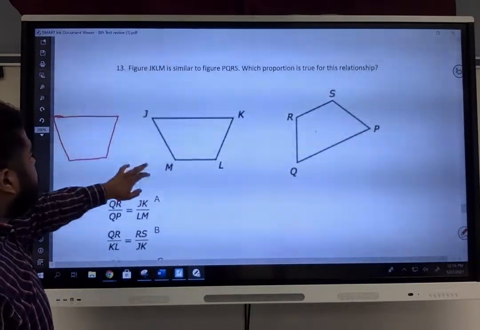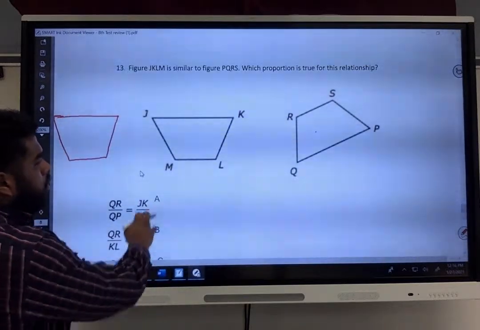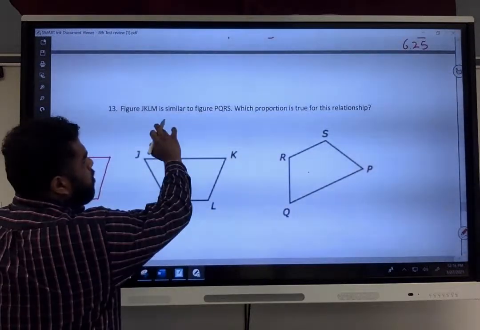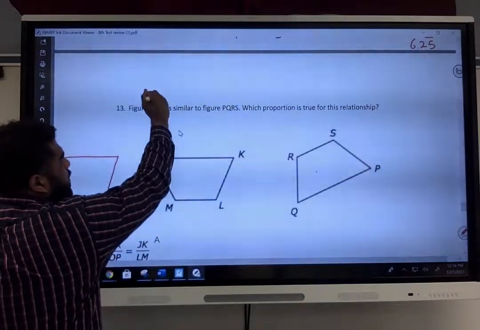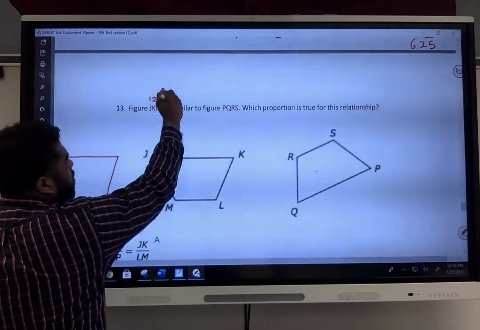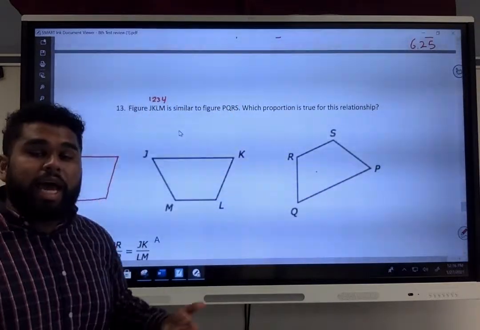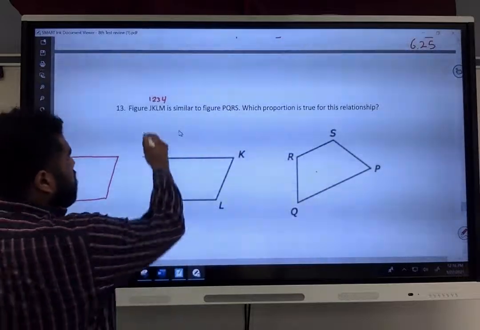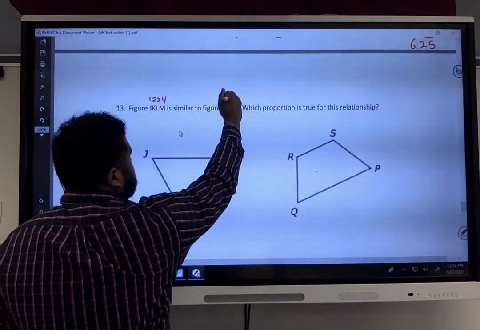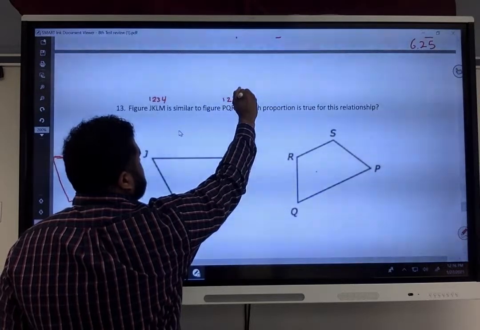Now, how do I know where to put these new points, P, Q, R, S, on this one? Well, what I want y'all to start doing is numbering off the points. So J would be 1, K is 2, L is 3, and M is 4. So the corresponding points are going to have the same number. So the first one is J. So the first one over here would be P, then Q, then R, then S.